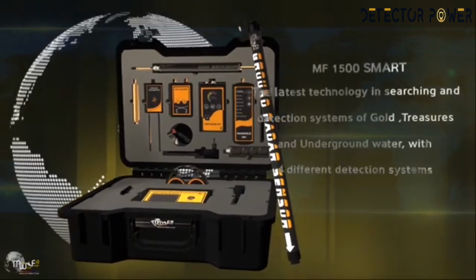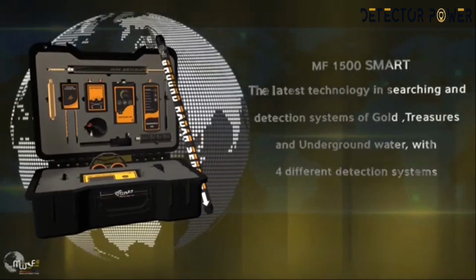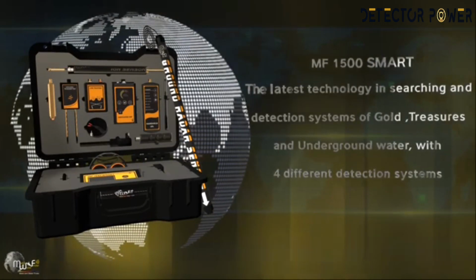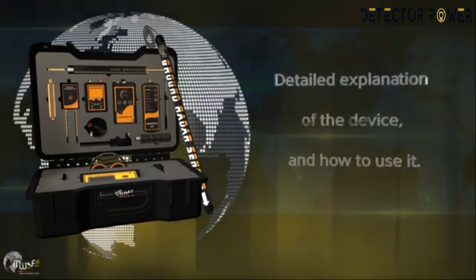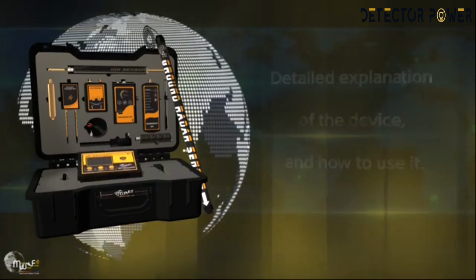The MF1500 smart device is equipped with cutting-edge technology for gold, treasure, and groundwater detection through four different and advanced detection systems. Users can operate it individually to confirm the locations of targets underground using multiple systems and technologies.